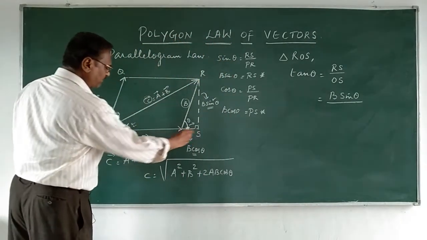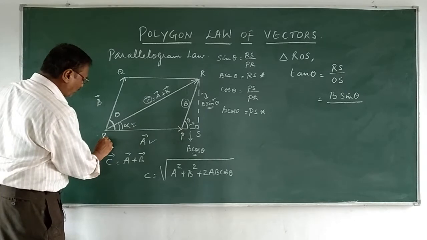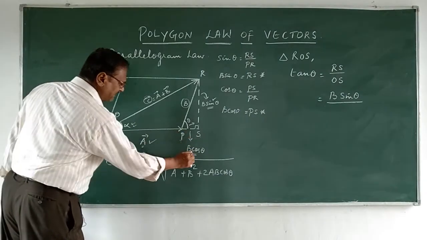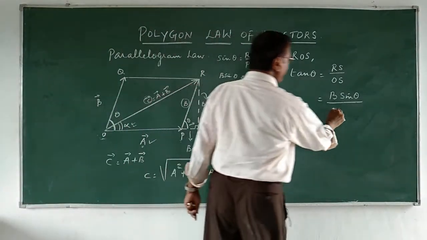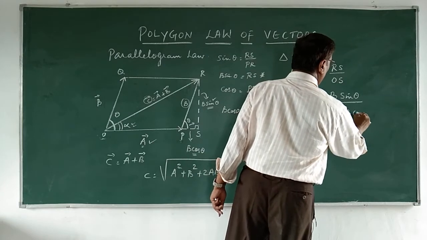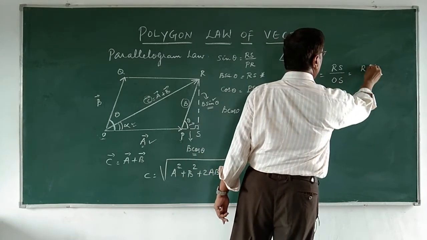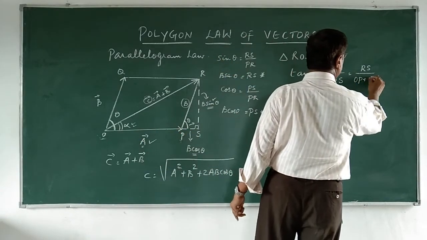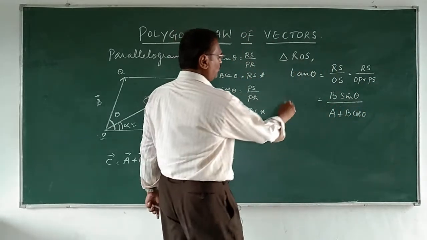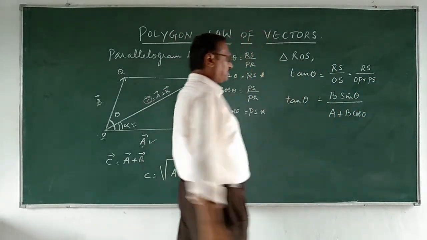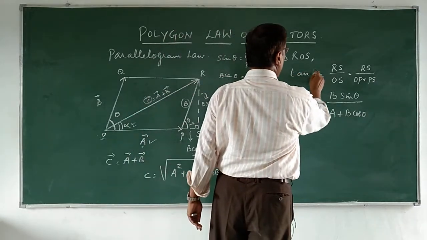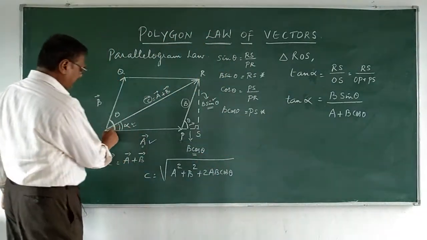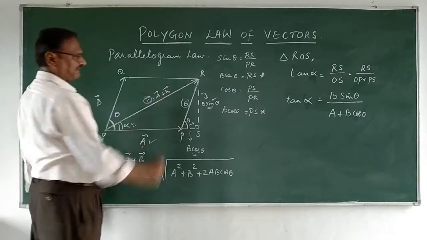What is OS? OS is made up of two parts, OP and PS. OP is A and PS is B cos theta. So I can write A plus B cos theta. If you have doubt, again I write here OS is equal to OP plus PS, which we have derived. So from here we can say tan alpha, the angle between these two, that is tan alpha. Tan alpha is the angle between the vector and the resultant.